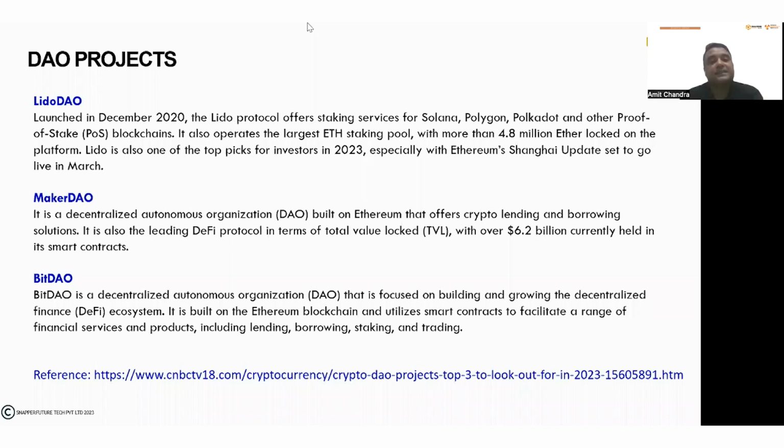The next thing is MakerDAO. It is a decentralized autonomous organization that is built on Ethereum, and it offers crypto lending and borrowing solutions. Okay.